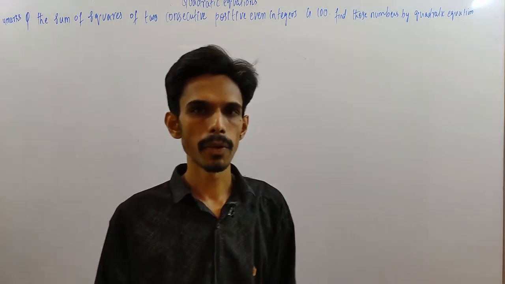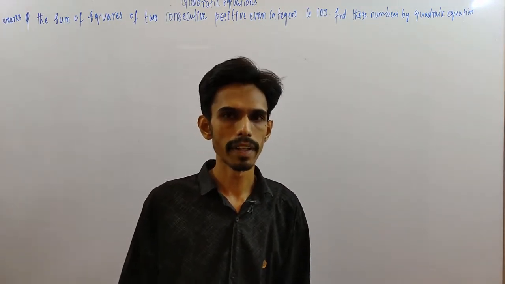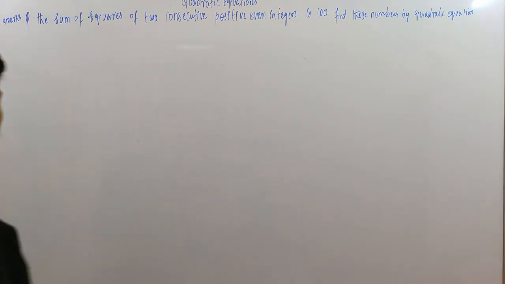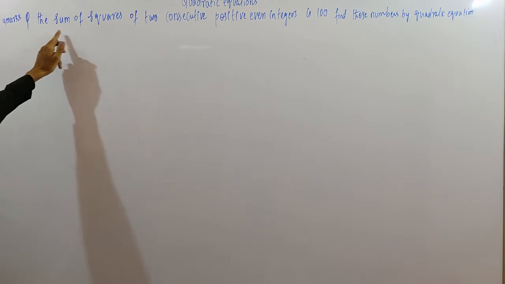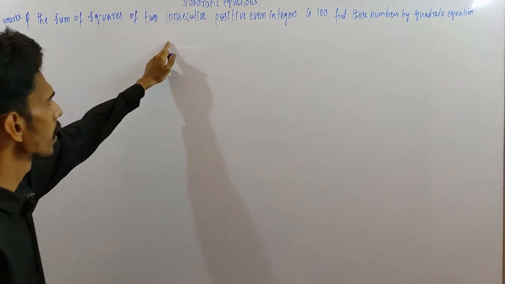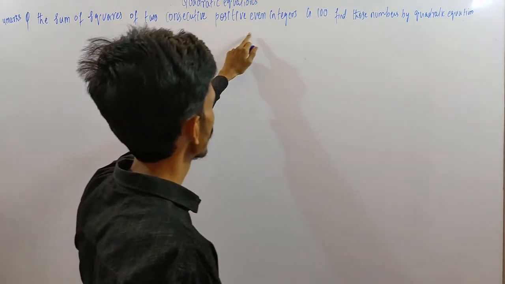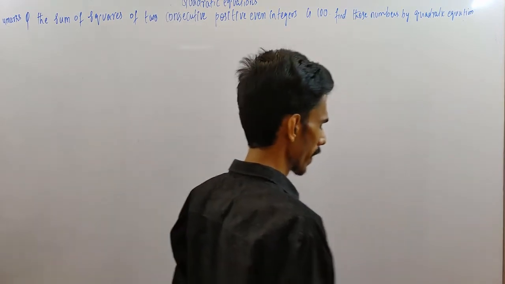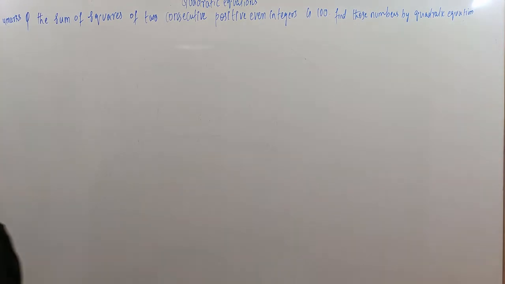Now in this class I am going to discuss questions of quadratic equations. Let us solve here. We have been given the sum of squares of two consecutive positive even integers is 100. Find those numbers by quadratic equation.